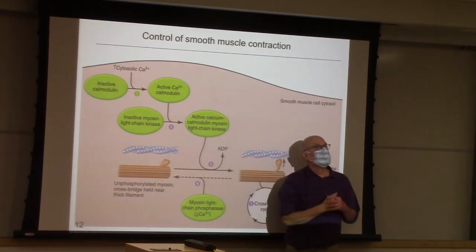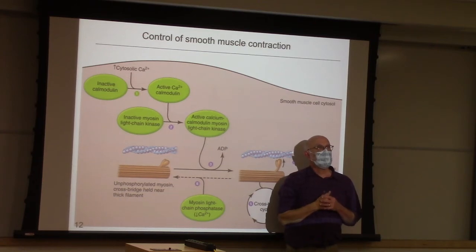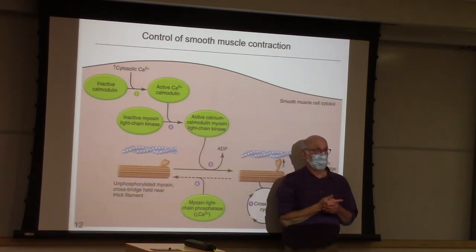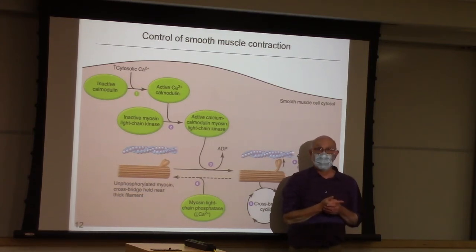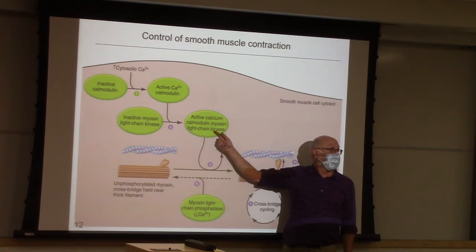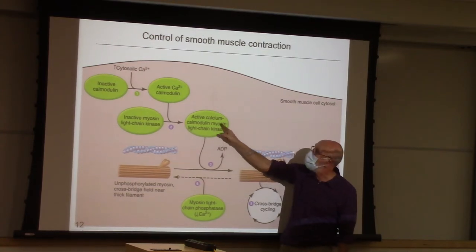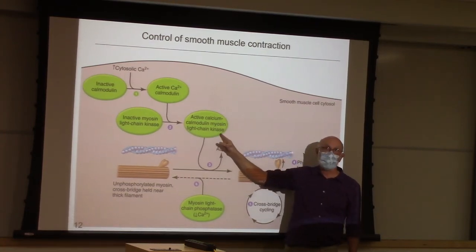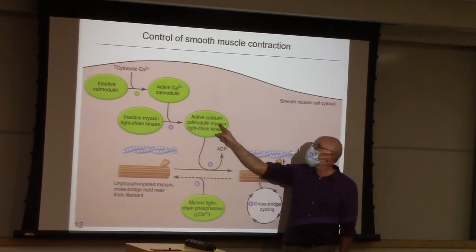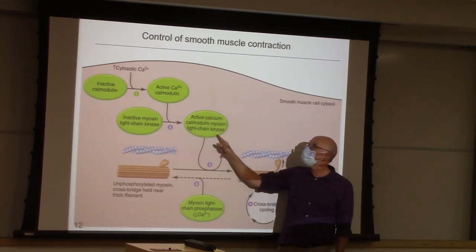So how many kinases have we talked about so far? We've talked about PKA. You learned about PKC as part of the study for the problem set. Now we're introducing a third called myosin light chain kinase, MLCK. Myosin light chain kinase is activated.